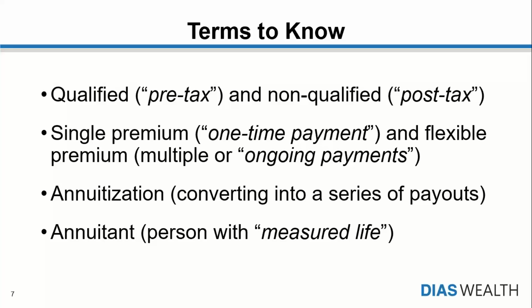So here are some quick terms that you might hear me say, so you know what they mean. Qualified, obviously, is pre-tax; non-qualified is post-tax or after-tax. Single premium means a one-time payment, one-time deposit. Flexible premium is multiple, or what they call ongoing, payments. You have annuitization, which is converting into a series of payouts. And then you have the annuitant, the person, the live body, the person with the measured life.